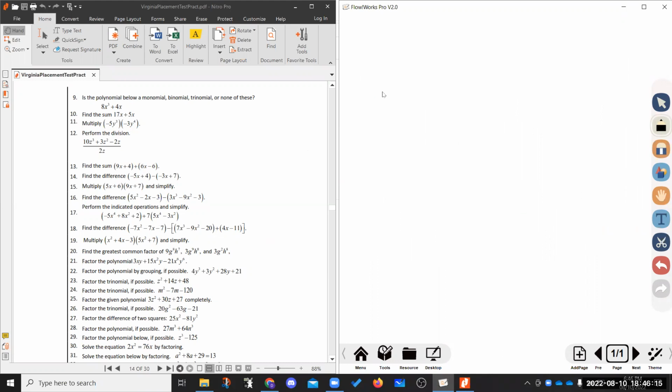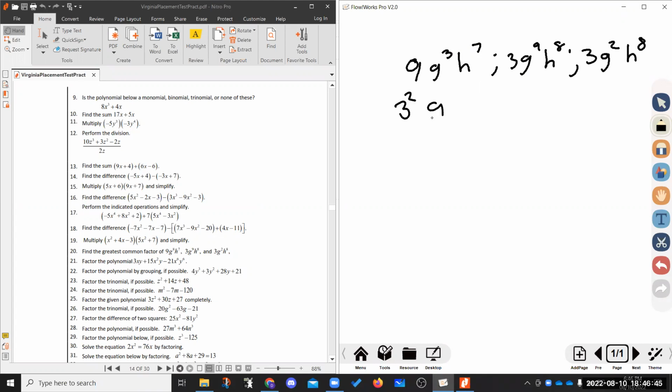Now we want to find the greatest common factor in problem number 20 of 9g to the third h to the seventh, 3g to the ninth h to the eighth, and 3g to the second h to the eighth. So we're looking for factors. This one is 3 squared, g to the third, h to the seventh. This one is 3 to the first, g to the ninth, h to the eighth. And this is also 3 to the first, g to the second, h to the eighth.